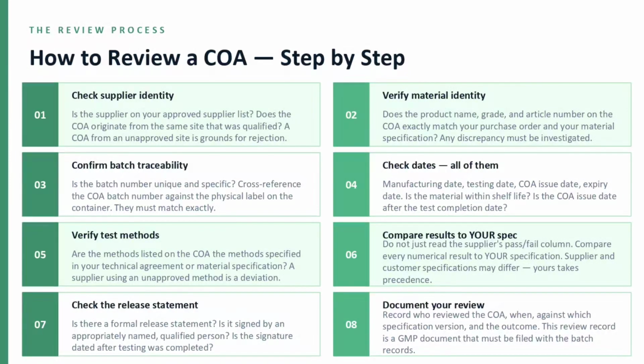Step 5. Verify test methods. Compare every method listed on the COA against the methods required by your technical agreement or your material specification. If the supplier has used a different method without notification, that is a deviation that must be raised. Step 6. Compare results to your specification. This is the most important step. Do not read the supplier's pass or fail column. Open your own approved material specification and compare every numerical result against your own limits. The supplier's specification and your specification may not be identical.